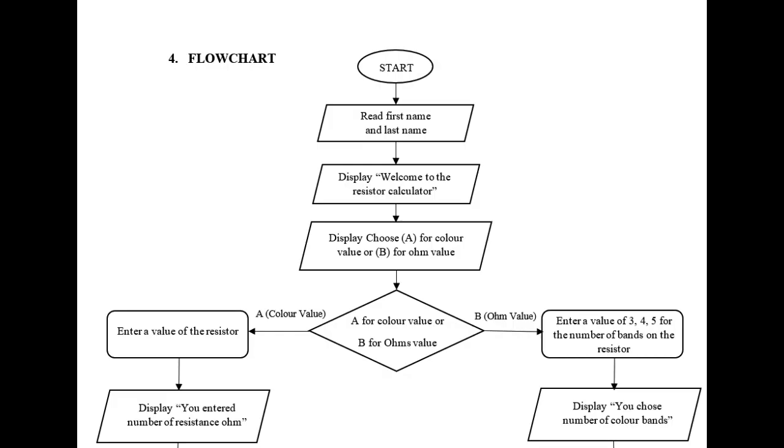Start. Read first name and last name. Display: Welcome to the resistor calculator. Display: Choose A for color value or B for ohm value. A for color value: enter a value of the resistor. Display: You entered the number of resistance ohms.